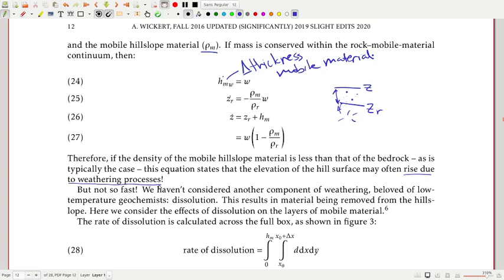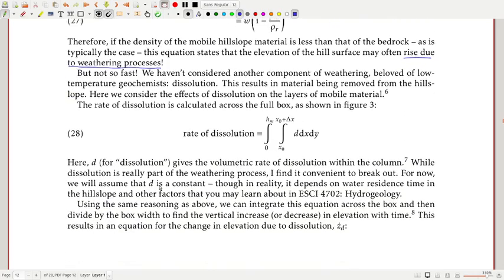However, there is another process that might counteract this rise, and that's something called dissolution. This results in material being removed from the hill slope, so here we've got to consider the effects of dissolution on the layer of mobile material. Sometimes we might just have some mechanical fluffing up of the sediments, and that could create this lack of density when compared to the bedrock. But it's also possible that we instead have some dissolution that's removing material, and so we're actually losing mass out of this box. The rate of dissolution is calculated across the whole box.